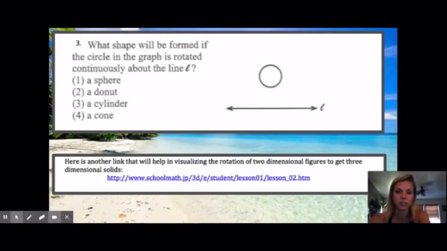Ooh, this is a little bit interesting. So this one wants us to take this circle here and rotate it over that line. Now see how it's not touching that line? So it would rotate around, but it's gonna leave a space in there. So it's gonna look like a donut.